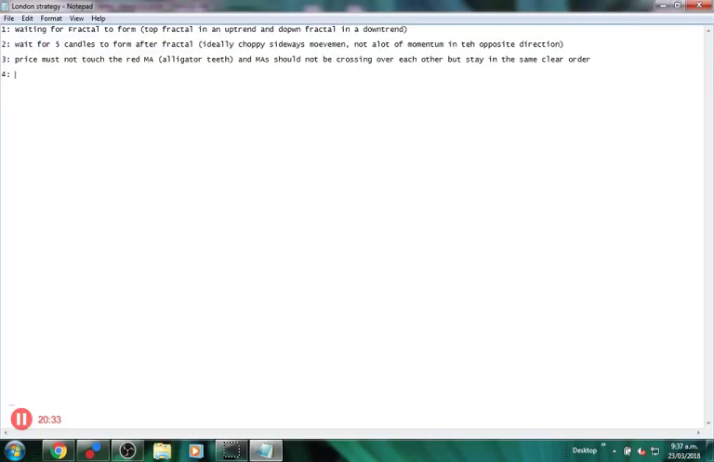So we've got that, and then number 4, wait for the break of the signal fractal candle. And that's as far as we've gotten so far. So then the next step essentially would be to place an order. Enter a position at the break of the signal candle. Okay, so I'll continue with those notes later on.